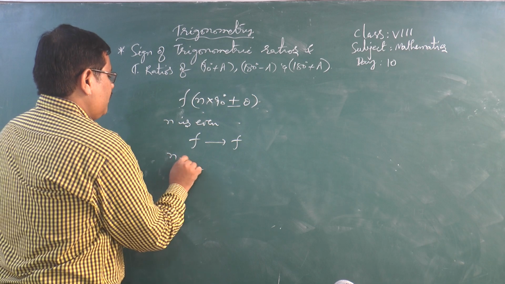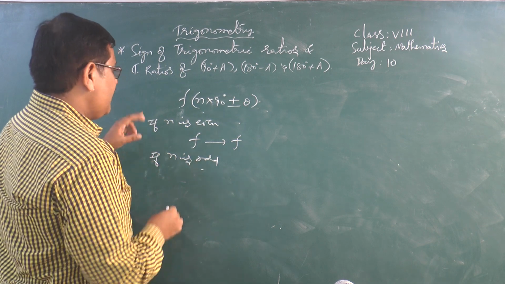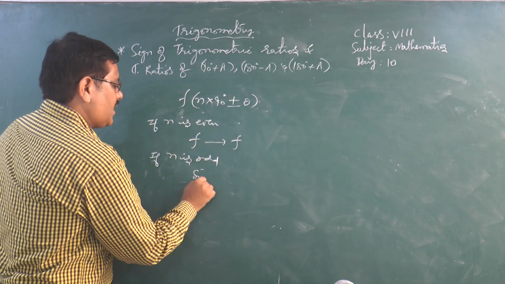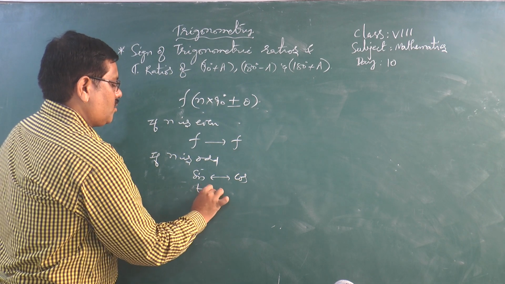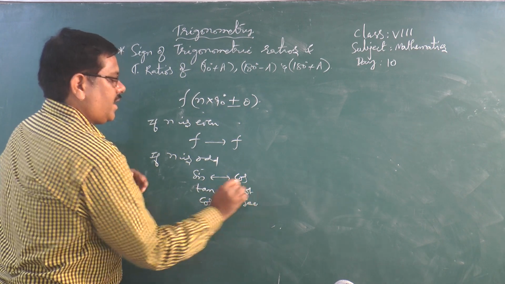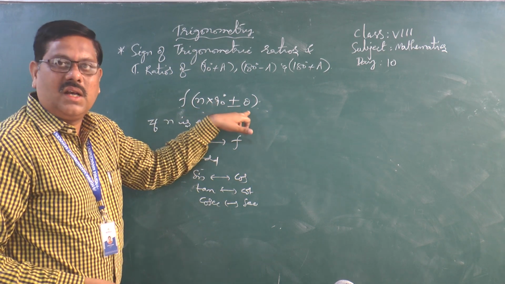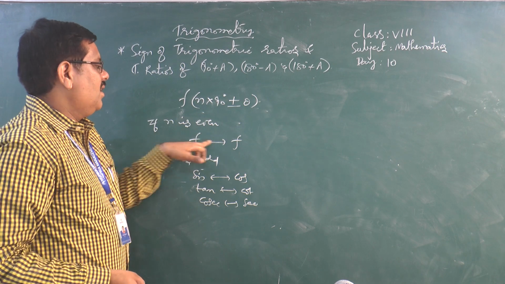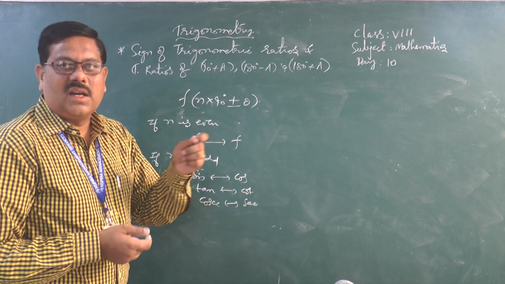But if n is odd, f changes to some other function g. If it is sine, sine changes to cos, and vice versa. If it is tan, tan changes to cot, and vice versa. If it is cosecant, cosecant changes to secant. This change is observed when n is an odd multiple of 90 plus or minus theta. Similarly, if n is even, if it is an even multiple of 90, f remains f, meaning the trigonometric function remains the same. There is no change. Let us see a few examples of it.